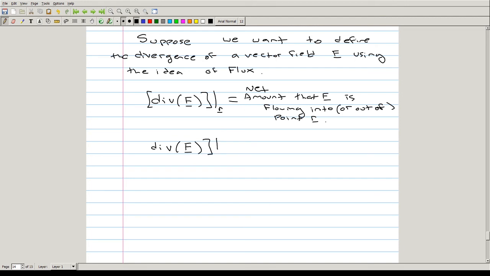And it turns out that the correct redefinition for the divergence is this: the divergence of a vector field F at some point R is exactly equal to the limit as delta V goes to 0 of the closed surface integral over some surface delta S of F dot dS, divided by the volume of the region, delta V.